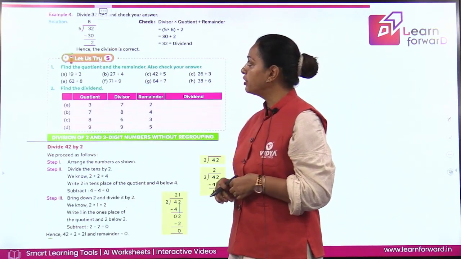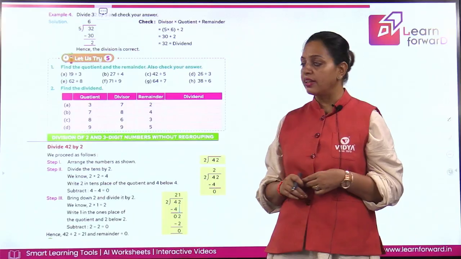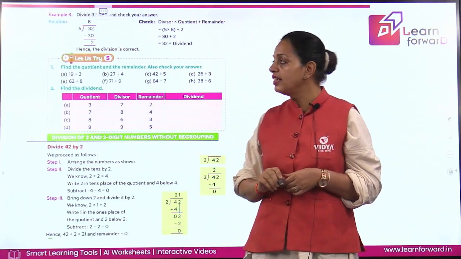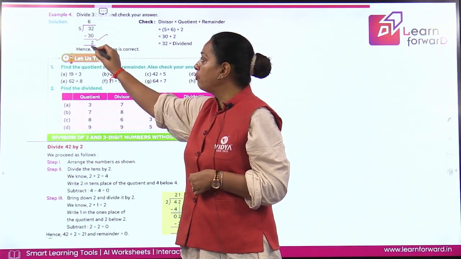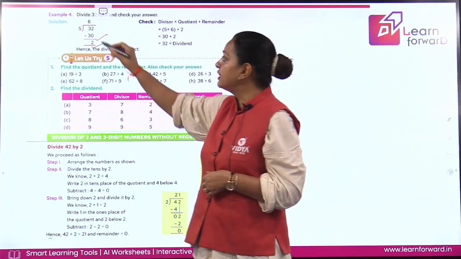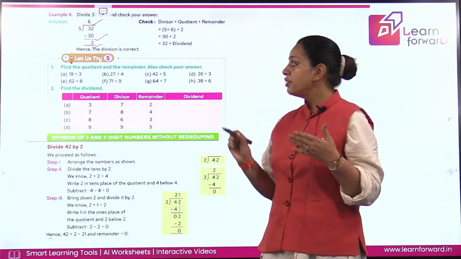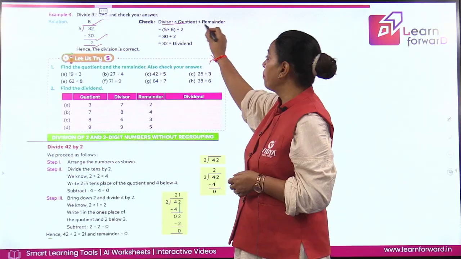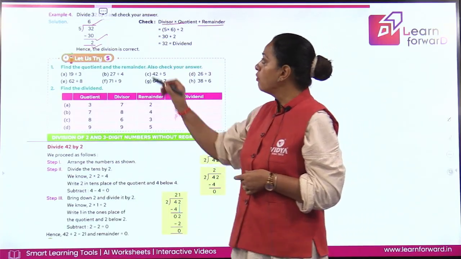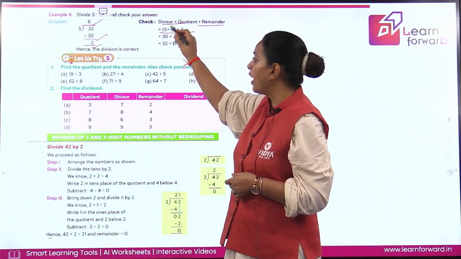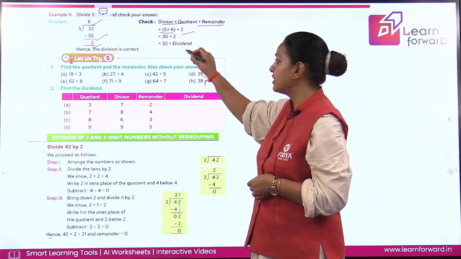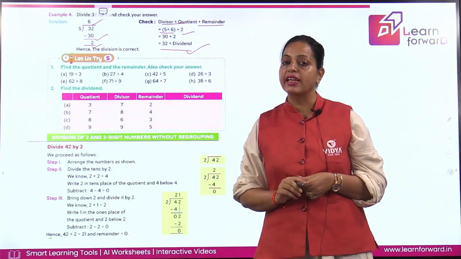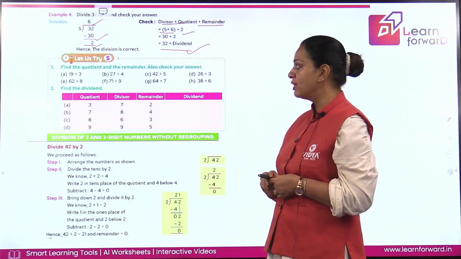Example 4, divide 32 by 5 and check your answer. अब हम पहले डिवाइड करेंगे 32 को 5 से. You know 5 6 जा 30. So here 30 and now remainder is 2 and 6 is quotient. Now can we check our answer? Yes, we know divisor into quotient plus remainder. So 5 into 6 plus 2, you know 5 6 are 30 plus 2, this is 32. We are getting 32 only. It means our division is correct. Okay, I hope this is clear to you.